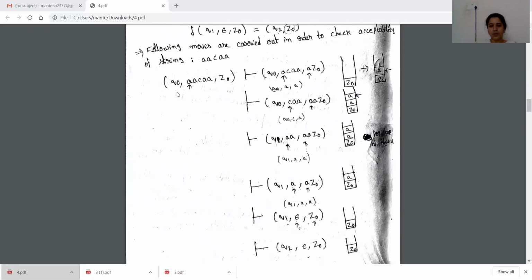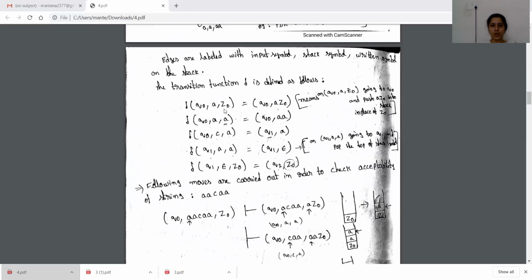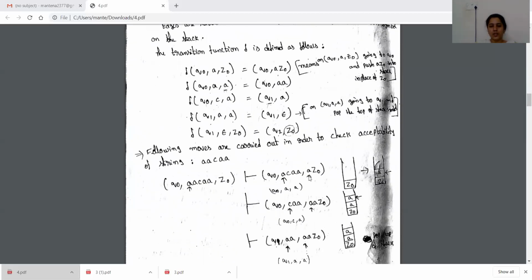Here I'll show you how to check the acceptance of the string. So here this is the string. Q0 is the starting state, and Z0 is the current stack symbol. From Q0, on small a with Z0 on the stack, go to the same state Q0 and push A into the stack. So after pushing A, now we have A Z0 in the stack.